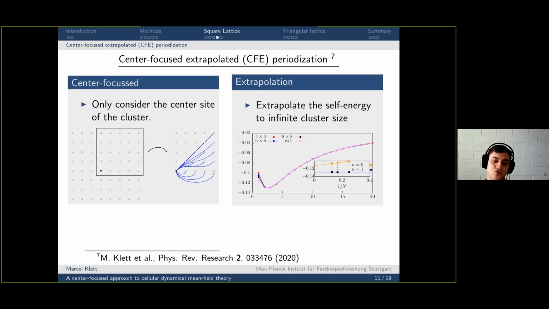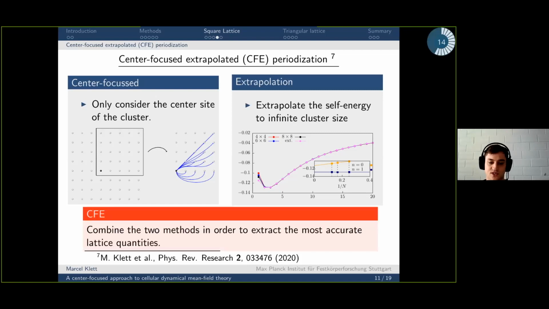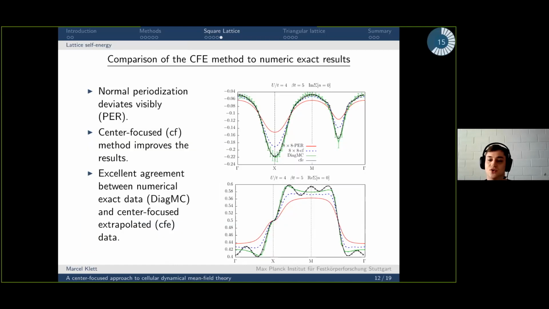And combining those two methods, we formed the so-called CFE method, the center-focused extrapolation, which extracts the most accurate lattice quantities in a CDMFT approach. And I mean, of course, I also have to prove this now, since I cannot only state some random facts. This is shown in this figure on the right here. So let me guide you through this plot.